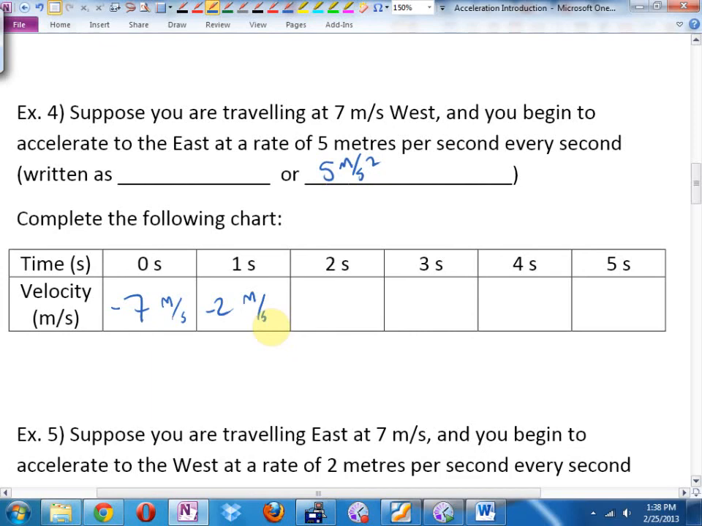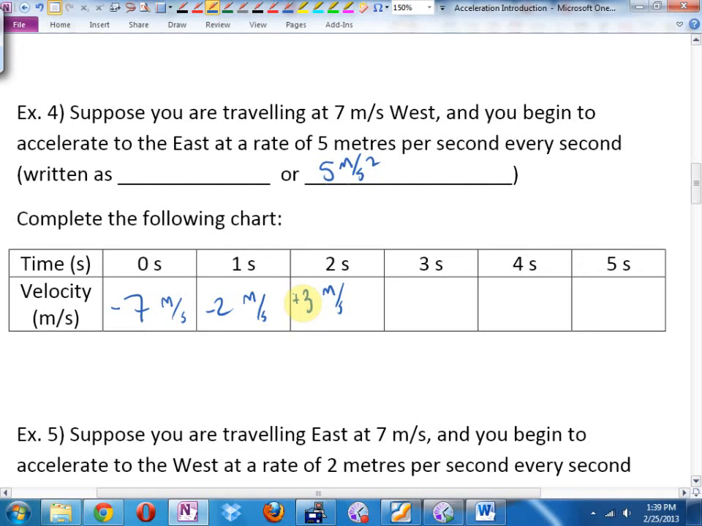After 2 seconds, how fast will I be traveling? Can you see it? I'm going to give you a hint. Positive. +3. If I start out -2 and I accelerate at 5 meters per second to the right or to east for 1 second, I'll pick up an extra +5 meters per second, which gets me to 3. And I'll even put a positive sign in front of there to emphasize I've changed direction.